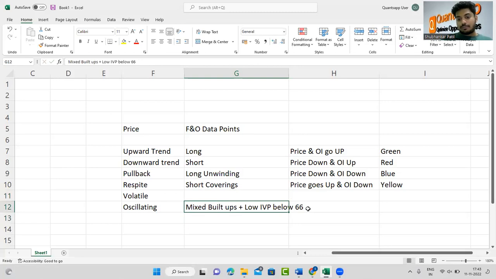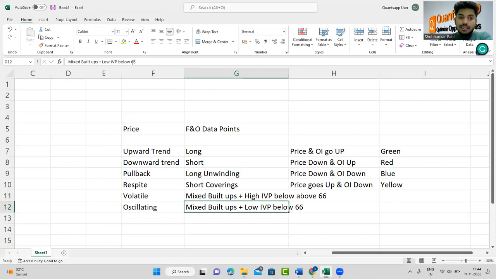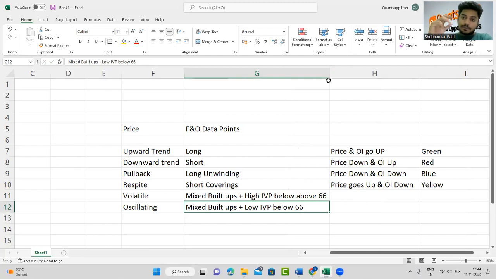Similarly, what does a volatile market tell you? A volatile market will again show mixed buildups, but in this case you want the IV percentile to be high. Whenever the IV percentile is high, above let's say 66, above 70 and 80, 70 specifically, that will tell you that people are more uncertain about the future, and there are mixed cues happening in the market. The buildups that are happening are very mixed, very random, so there might be huge volatility. Those markets could be considered volatile markets.